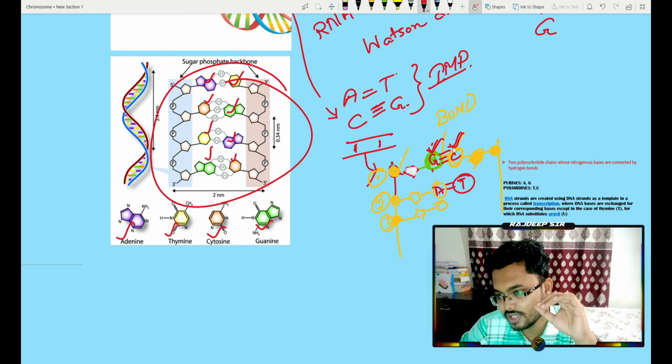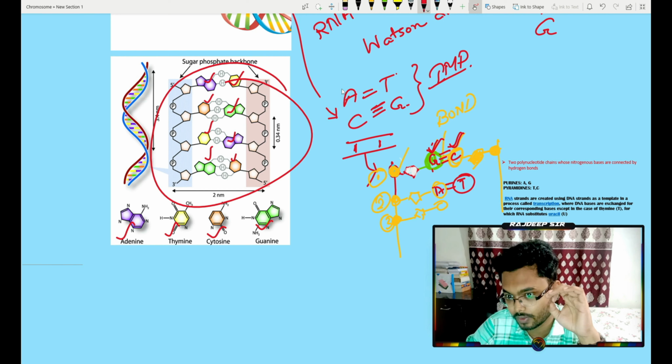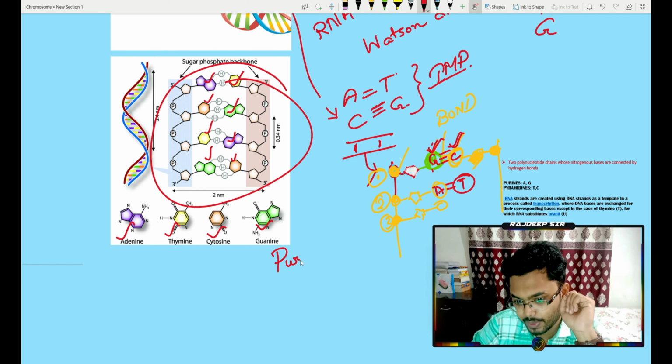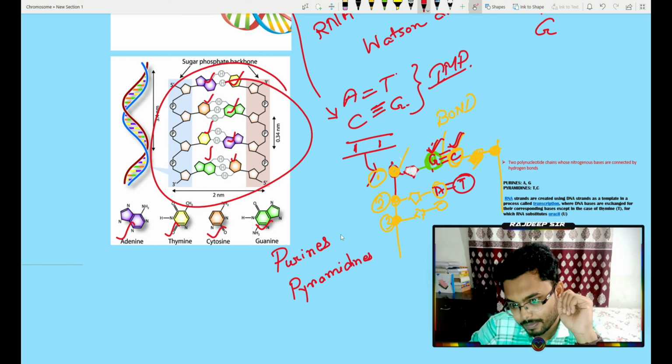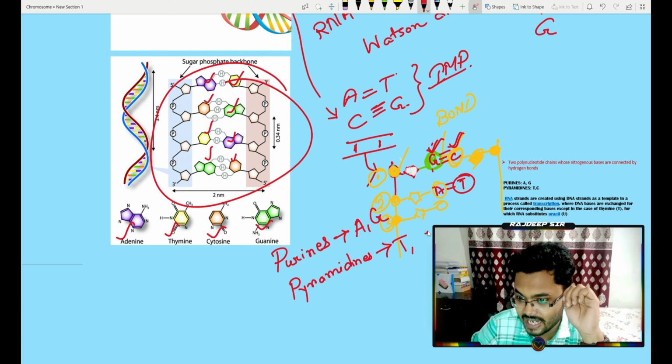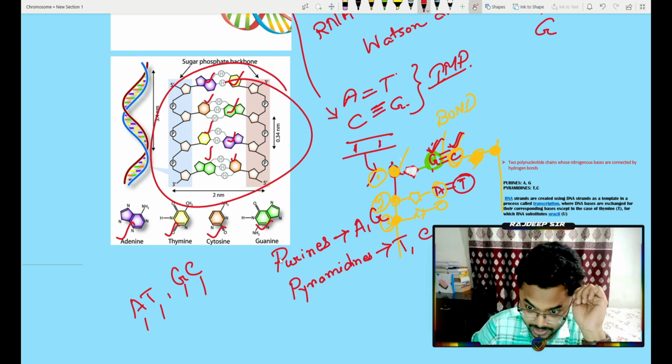See, two nucleotide chains whose nitrogenous bases are connected by hydrogen bonds. One more thing to remember: these nitrogenous bases have two names. These are purines and pyrimidines. What are purines? A and G are considered purines, and T and C are considered pyrimidines. Just remember the fact AT, GC, where the first ones are the purines and the second ones are the pyrimidines. I hope everything is clear now.